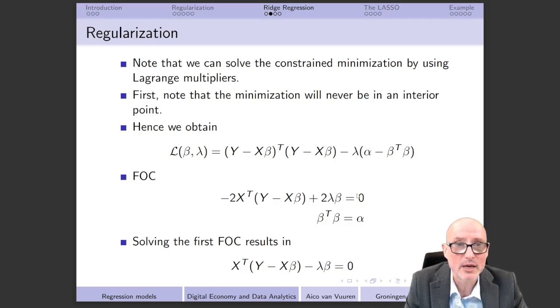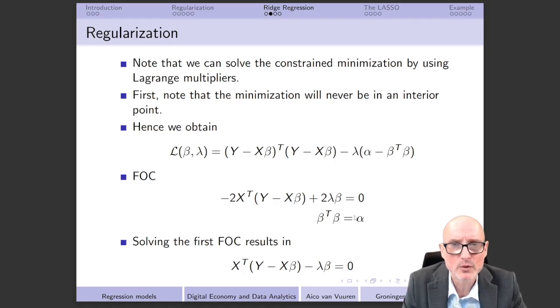That one is to be equal to 0 because we have here the first order conditions. In addition, when we take the first order condition with respect to lambda, lambda only appears over here. After a little bit of rewriting, we simply get the restriction, namely beta transpose times beta is equal to alpha.